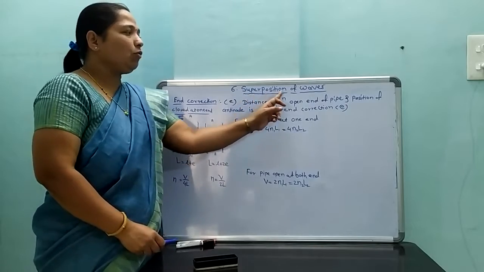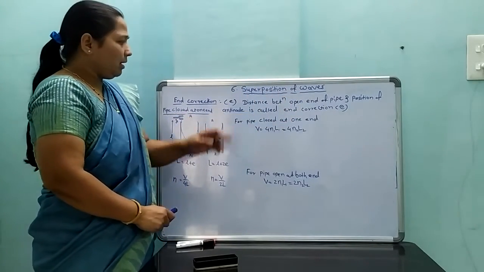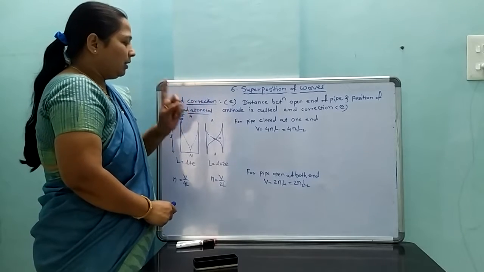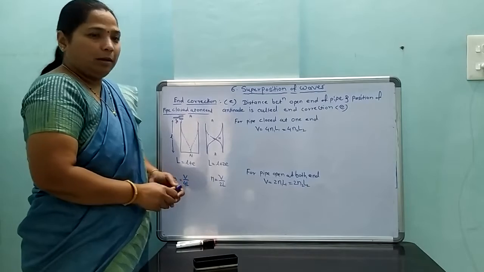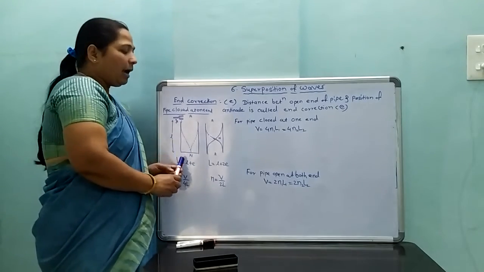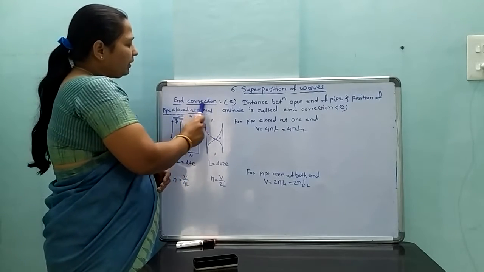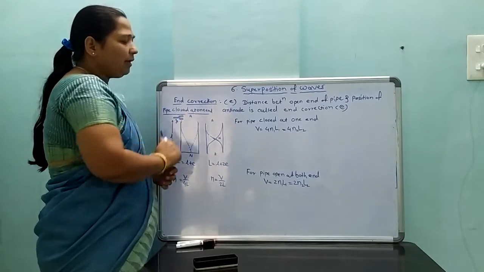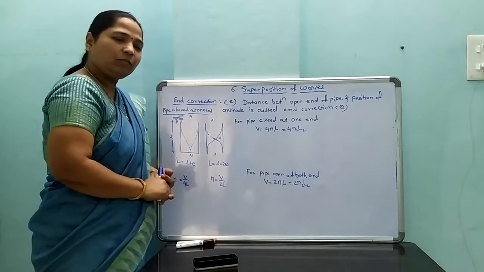In superposition of waves, stationary waves are formed in terms of antinodes and nodes. But when the pipe is closed at one end and when the pipe is open at both ends, a correction factor is included in that expression. What is meant by end correction?